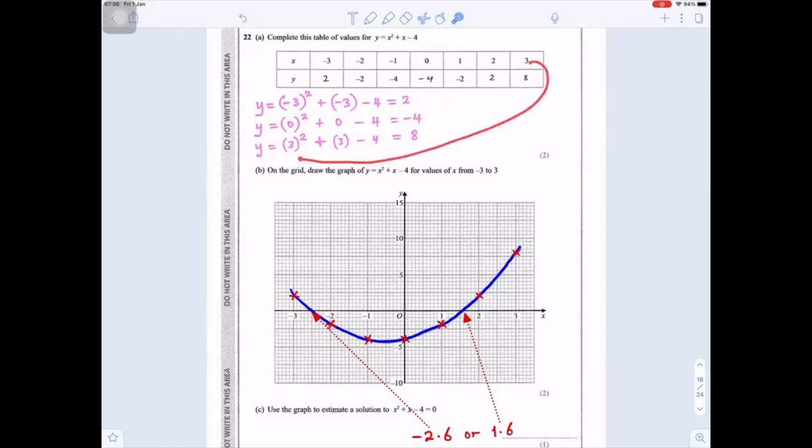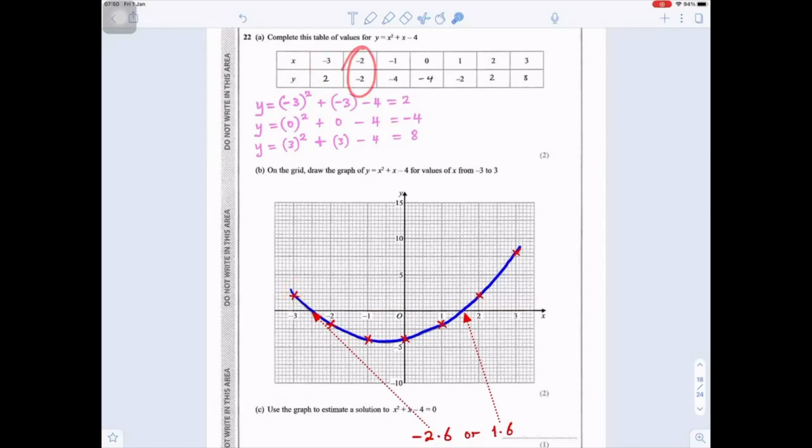This 3 there. 3 squared plus 3 minus 4 gives you 8. Now to plot the graph, we start marking the point. So it's minus 3, 2. So minus 3, 2. So you go minus 3 to the left and 2 up. You mark it there. So minus 3, 2 is that point.